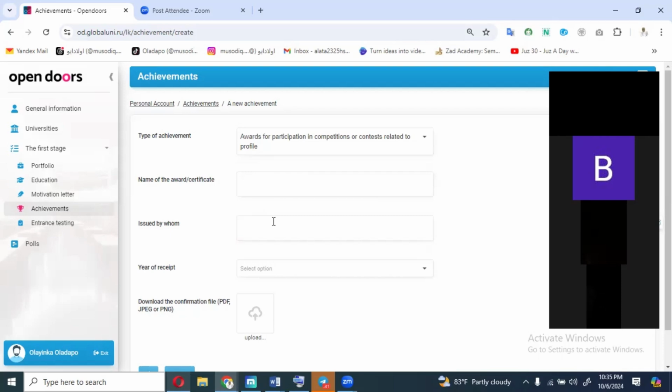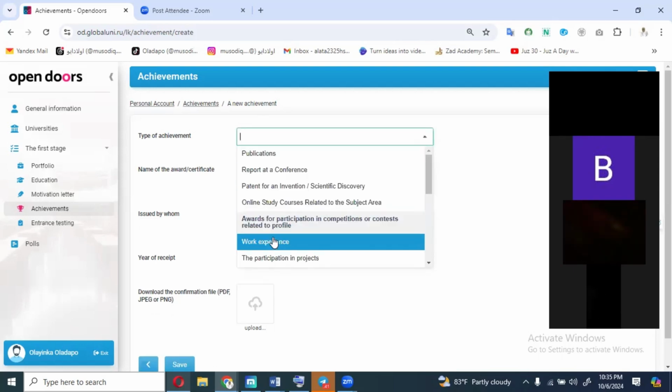If you were the best runner in your primary school, this program doesn't care. Whatever award you have ever gotten that shows that, okay, you are an outstanding individual in this regard, please upload it in. And next one, we have work experience.